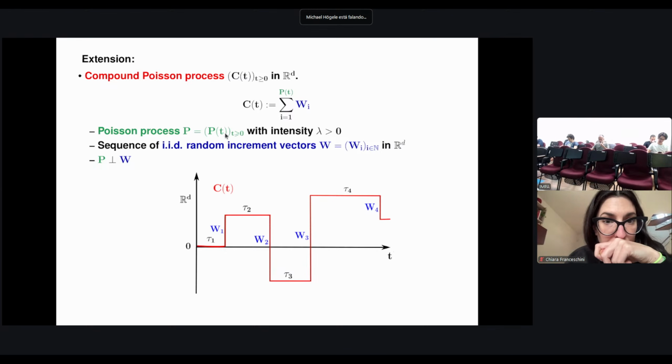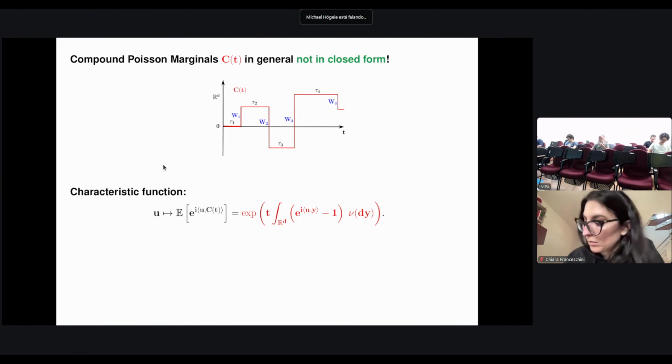You have a Poisson process, which gives the times when the jumps occur, and the waiting times, so the times between the different jumps, which are once again independent, and the increments which you sum up as such. Well, here in general, you don't have better things than just a characteristic function. Of course, if you like power series, you still have something at hand. Nevertheless, this is a convenient way to represent the laws of these kind of compound Poisson processes in a way which includes the original parameters.